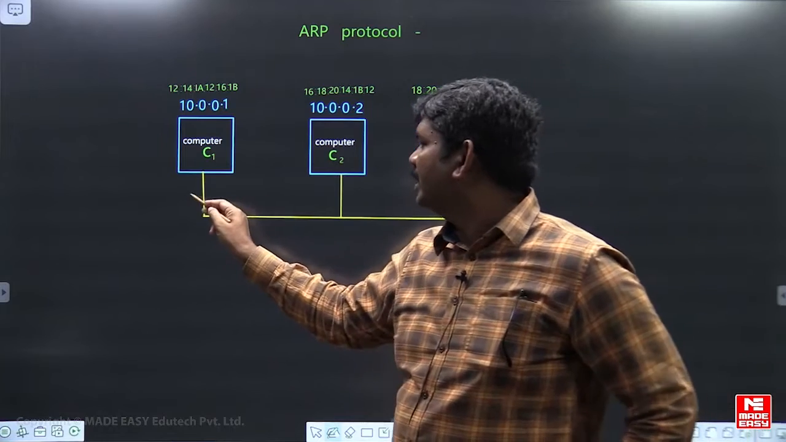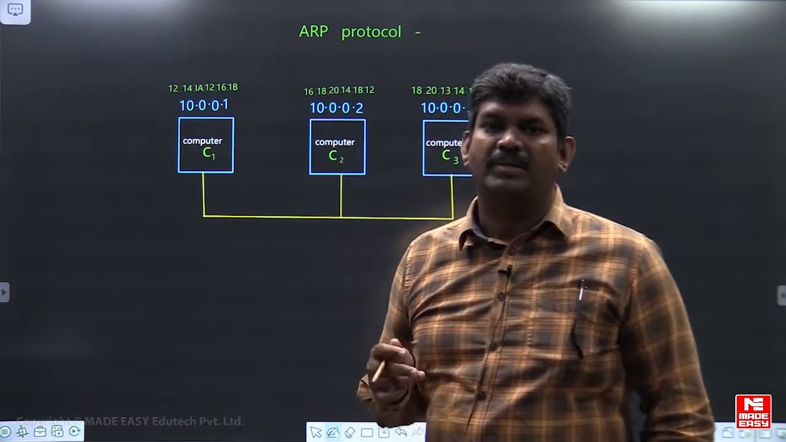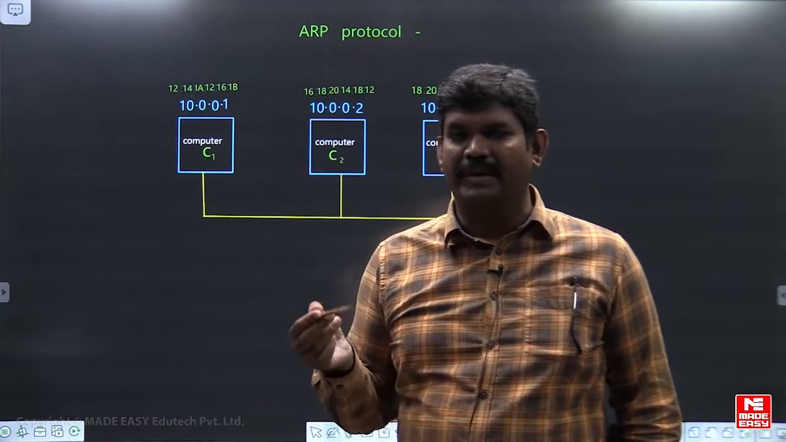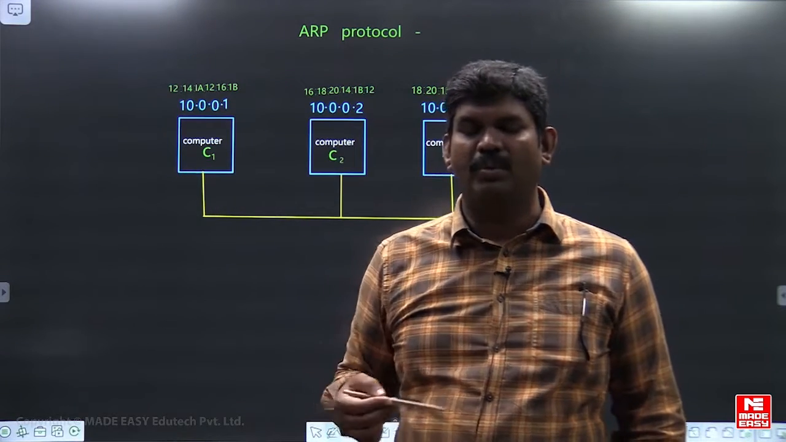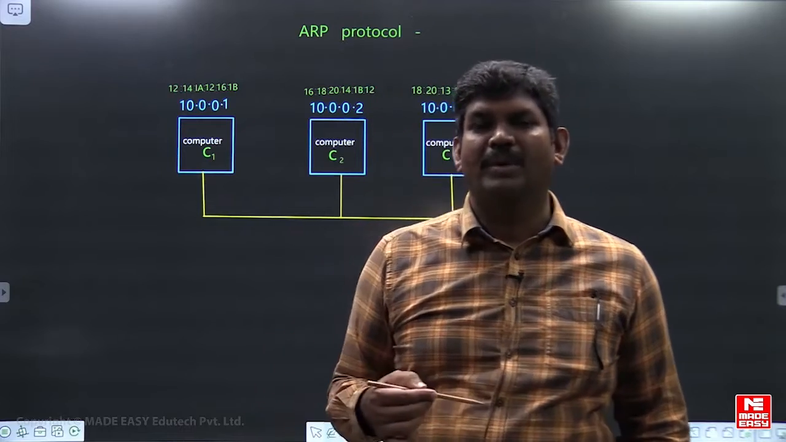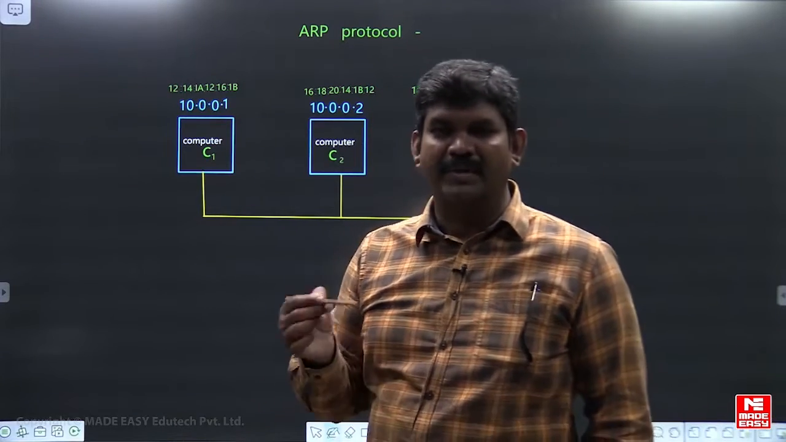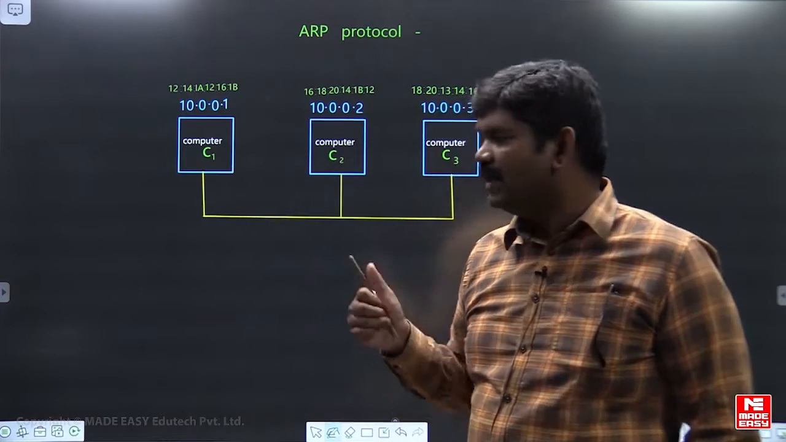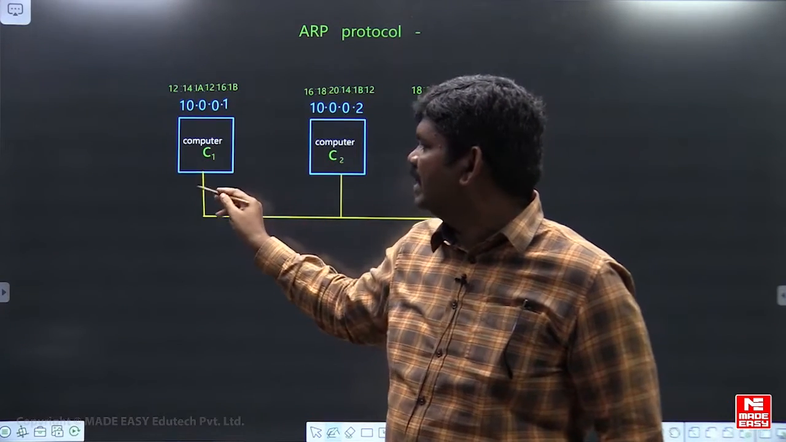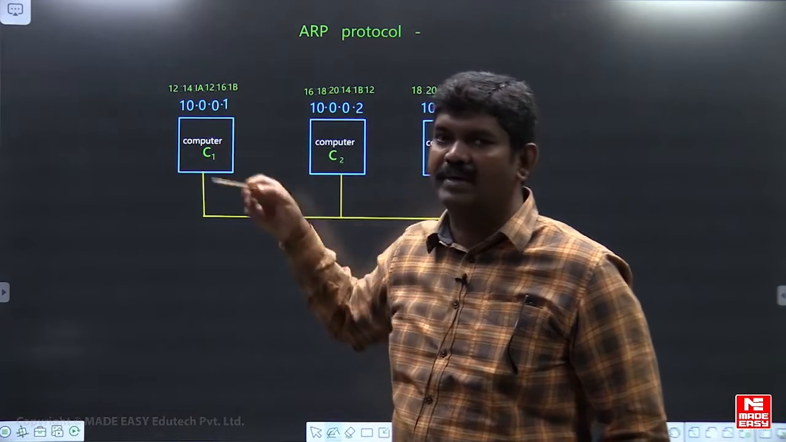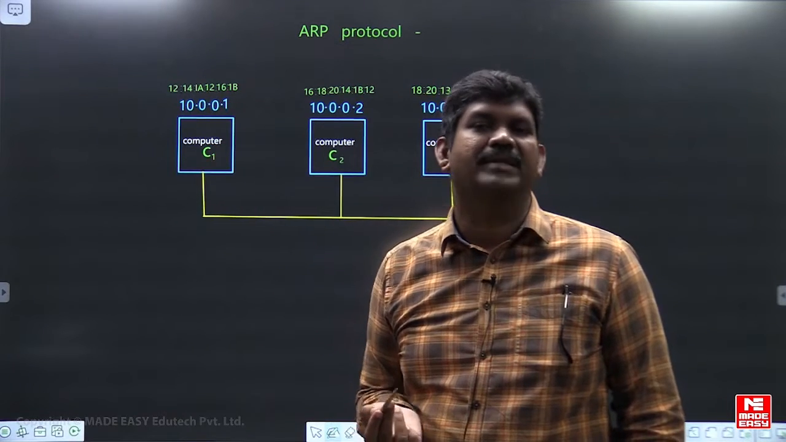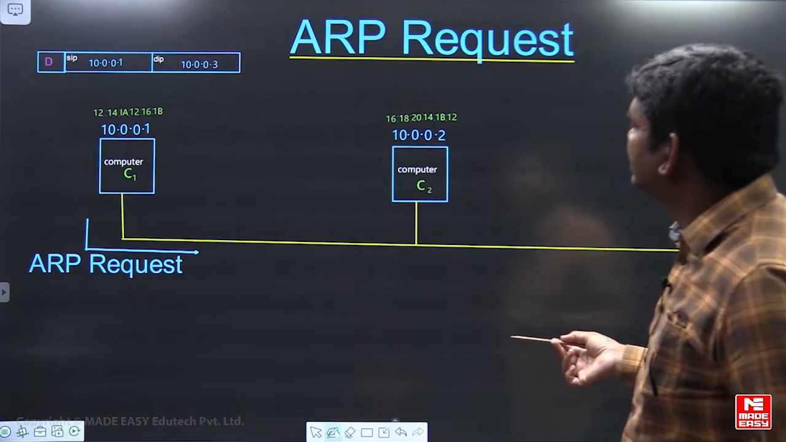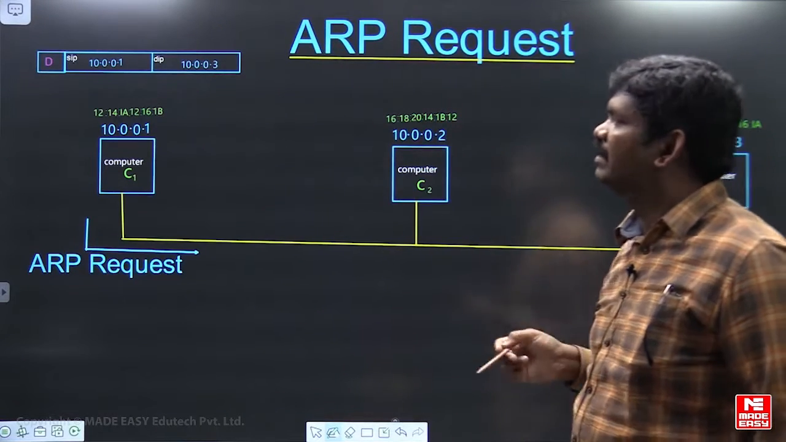From this computer, the request packet will go. You can call it an ARP request packet. Why do you require this request packet? To know the destination MAC address. So in the request packet, what information will be available? Source IP address, destination IP address. Since you are sending from here, you already know the source MAC address, but what you don't know is the destination MAC address. That is how it is represented in the next slide. You can call it an ARP request.